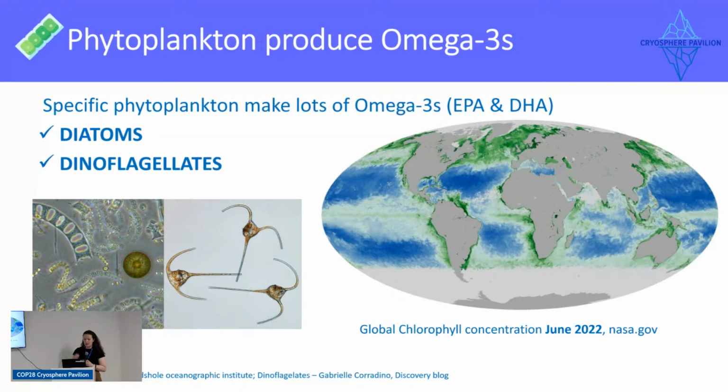And in the Arctic and in the Antarctic, they come from diatoms and dinoflagellates. So these are the specific photosynthetic cells that come from them. And these guys are very, very productive in the Arctic and at the poles. So you can see here from this graph, the green area is the chlorophyll. So you can see up in the Arctic here, you've got lots of green, which means that it's a really, really productive ocean. And that's where we get all of these omega-3s.